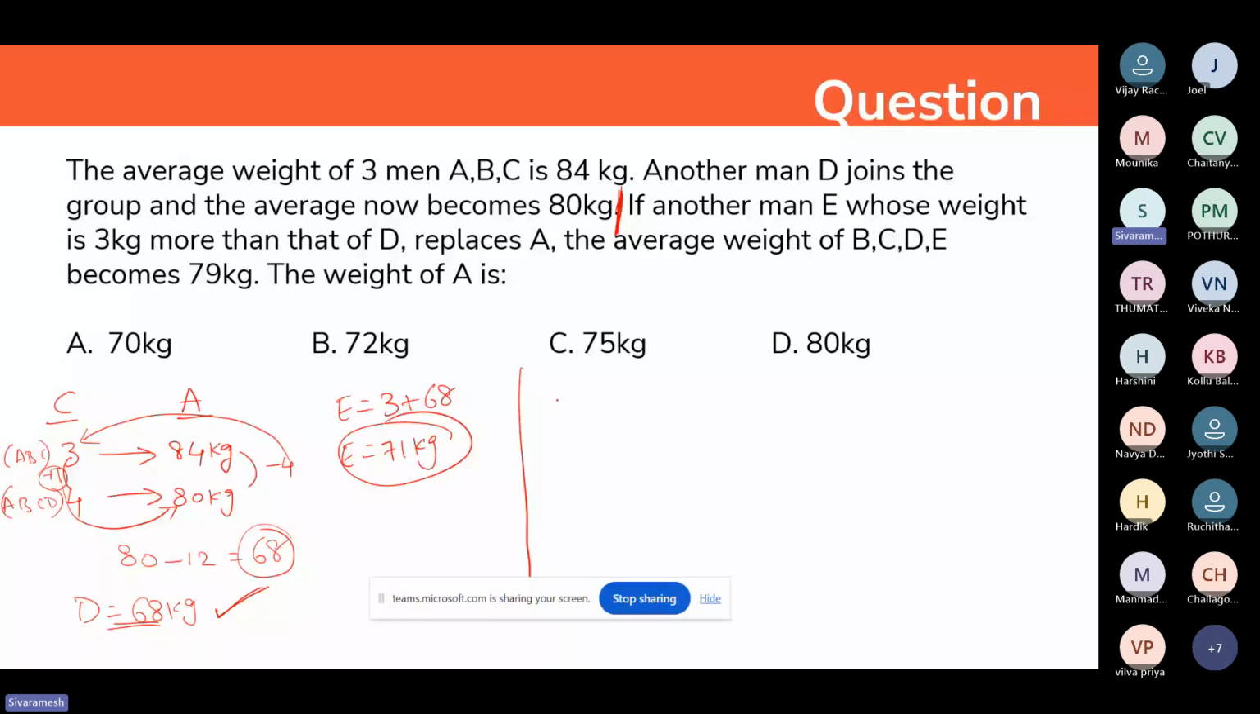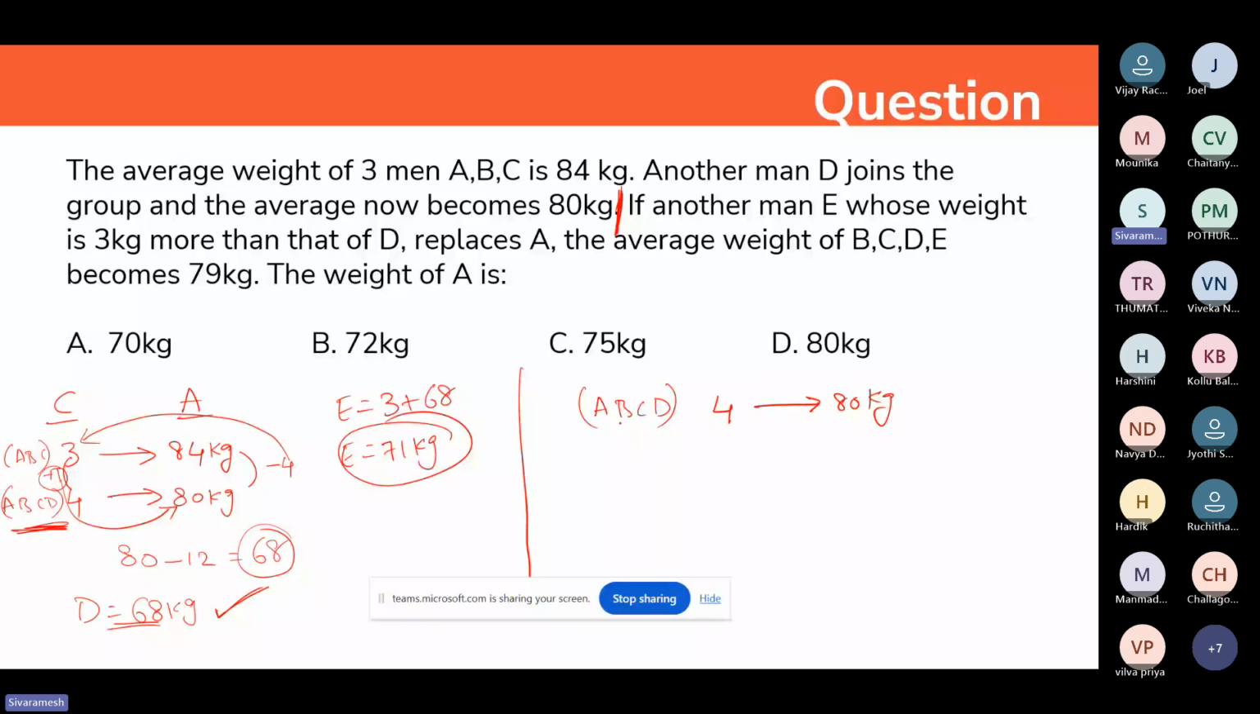Now the crucial point is another condition. Read the statement again: if another man E, whose weight is 3 kgs more than that of D, replaces A. Now again, it is getting replaced. I'm writing the same condition here: A, B, C, D. I'm only considering this case because D already joined the group. Count is 4, average is 80. These four members average is 80 kgs, those are A, B, C, D.